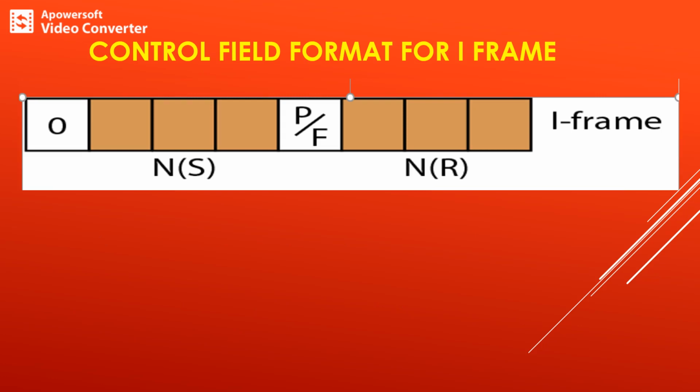Control field format for I-frame. We know that the I-frame is used to carry the user data, and it can also include flow as well as error control information. In the case of an I-frame, the first bit will be equal to 0. The first bit defines the type of the frame. If this bit is 0, that means the type of the frame is I-frame.